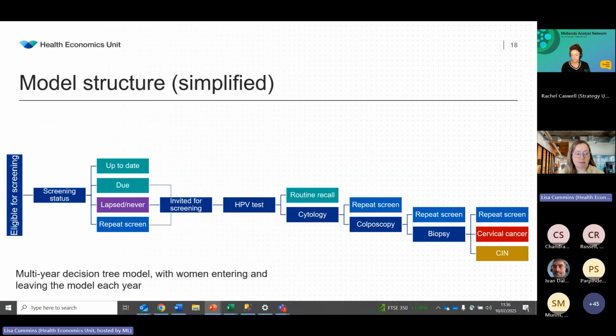The model structure, this is a very simplified version, but basically we started off with people eligible for screening. We split the population first by age cohorts, so the 25 to 49 and then 50 to 64. We then split that into screening status, so whether or not somebody was up to date and outside of this, not due to be screened in the year, somebody who was up to date but due to be screened each year, those who were lapsed or never screened, and the repeat screen population. So these would be people who had a negative test result or had a colposcopy but didn't necessarily have cervical cancer, so who needed to come back for further testing.